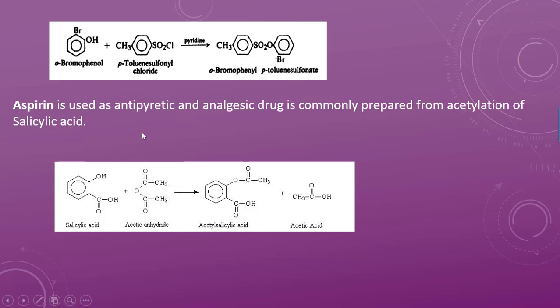Aspirin. We say that this reaction is quite important in the preparation of aspirin. Aspirin is a medicinal compound that is used to reduce fever and to reduce pain. So it is used in many medicines which are mostly used to reduce pain and fever. Here salicylic acid is made to react with acetic anhydride, and acetylsalicylic acid, which is called aspirin, is formed, and acetic acid is also formed in this reaction.